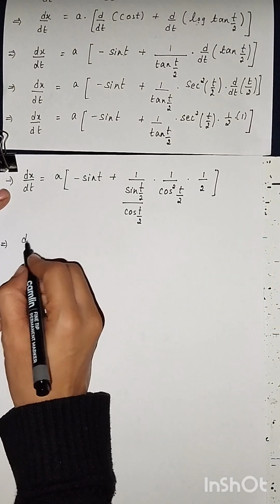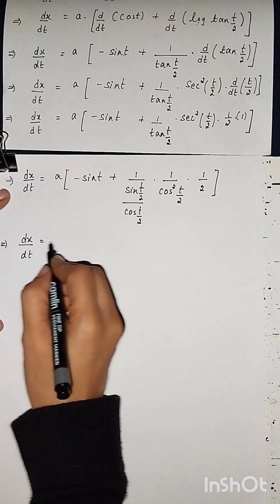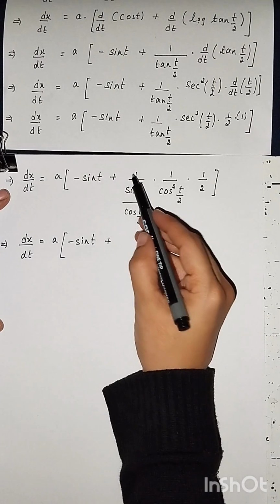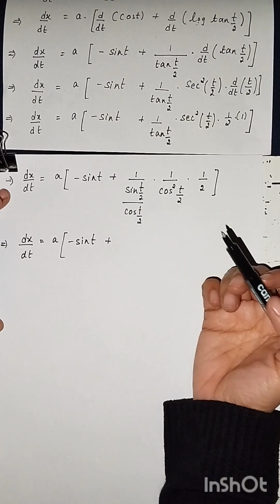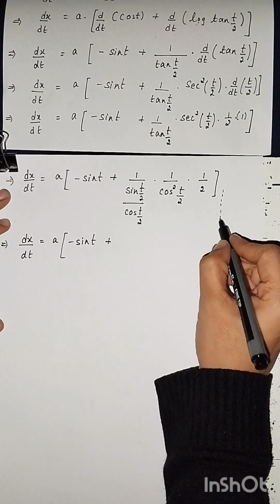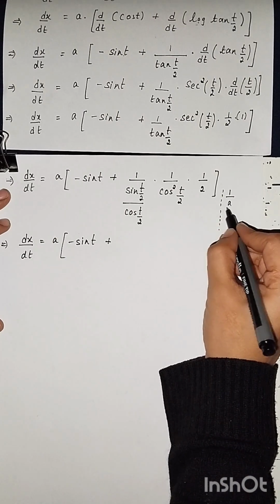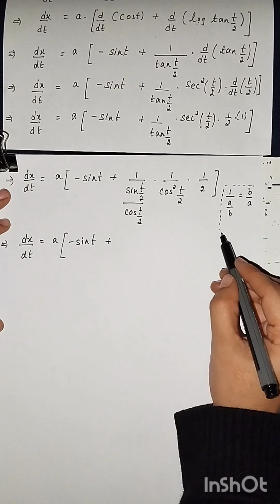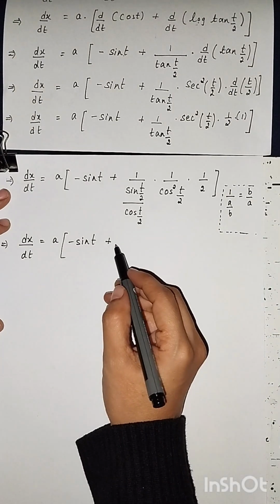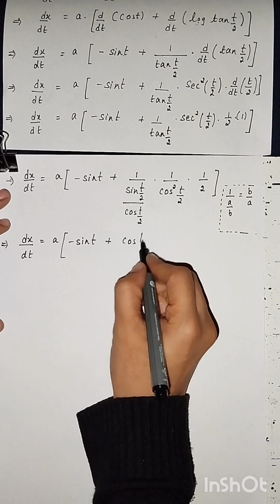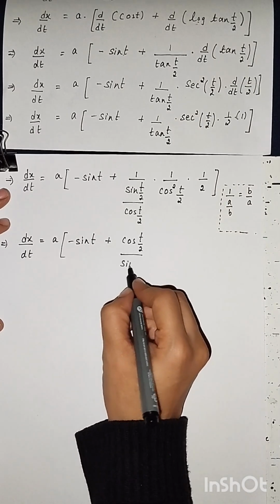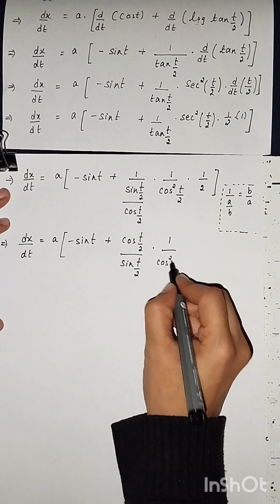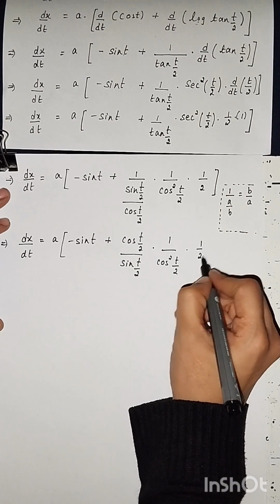Now this implies dx by dt is equal to a into minus sin t plus, so 1 divided by a fraction we have. So when you have 1 divided by a by b, this will be b by a, right? Complex fraction. So you will get cos t by 2 divided by sin t by 2 into 1 divided by cos square t by 2 into 1 by 2.